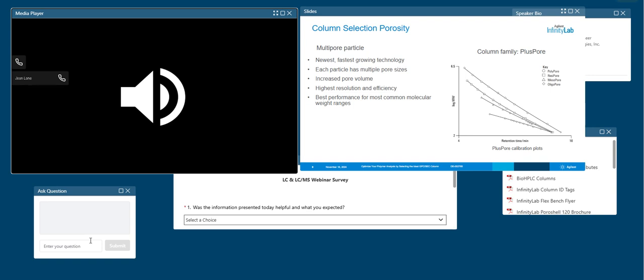Here on the right, we have the calibration plots for the Agilent PLUSPORE family of columns. Like with the linear or the mixed columns, if working with columns from the PLUSPORE family, it is always recommended that they be run together in series with columns of the same type.